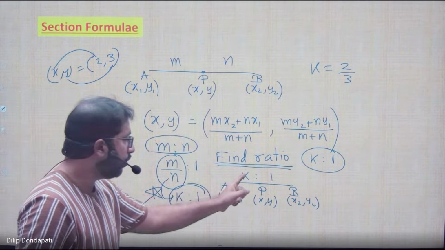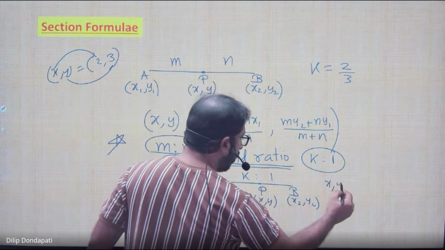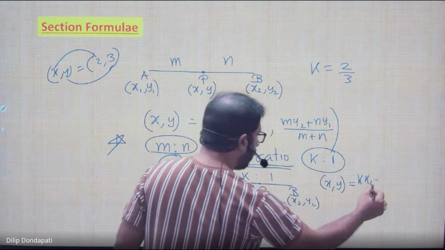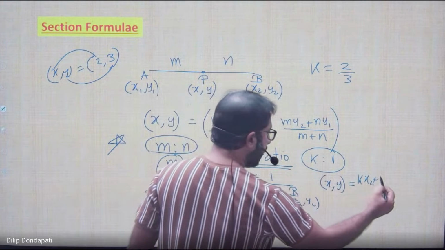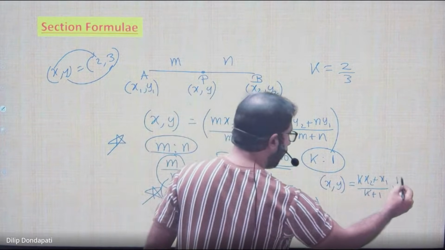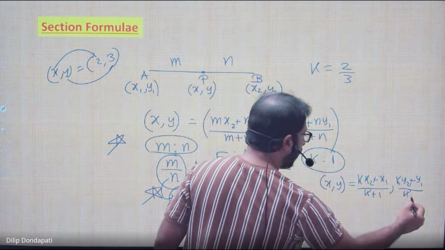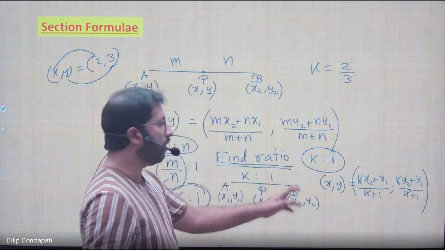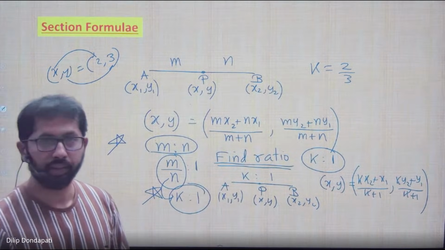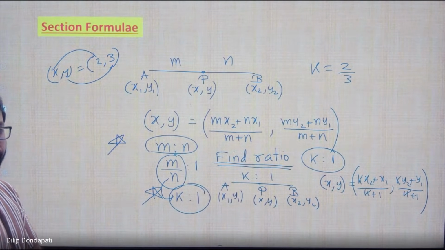Now k is to 1, you substitute in the formula. How will you substitute? Tell me. X comma y is equal to kx2 plus 1 into x1, that is x1 by k plus 1, comma ky2 plus 1 into y1, that is y1 by k plus 1. And we equate, and we'll get the value of k. Through the questions you'll understand. Copy it, all of them.